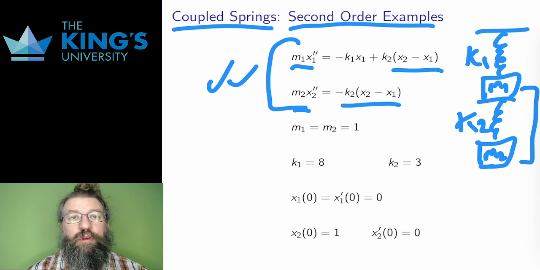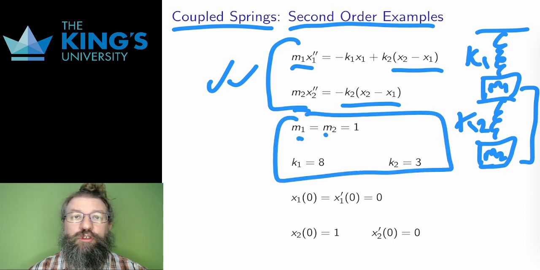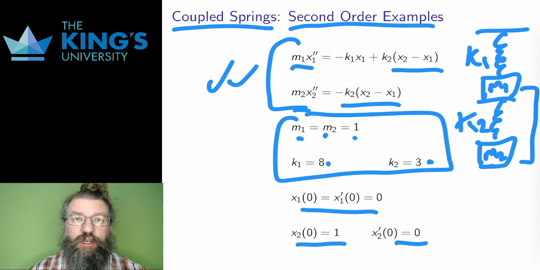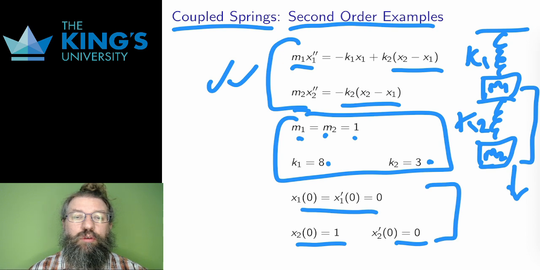I'm just setting the masses m1 and m2 to be 1. Here are some spring constants. The first spring is a bit stiffer. And I'm going to start the springs at rest, but I'm going to start the second mass with some initial velocity pulling away from equilibrium in a positive direction. I need first and second derivatives when I set initial conditions for this, because I'm dealing with a second order equation. So when I Laplace transform this, I'm going to need both the initial position and the initial velocity.